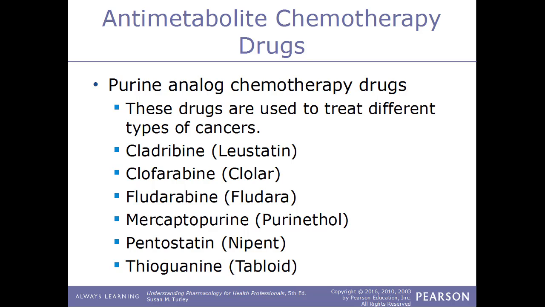Some examples of this kind of antimetabolite drug would include cladribine, known by its trade name Leustatin, clofarabine, known by its trade name Clolar, fludarabine, also known by its name Fludara, mercaptopurine, known by its trade name Purinethol, pentostatin, known by its trade name Nipent, and thioguanine, known by its trade name Tabloid.